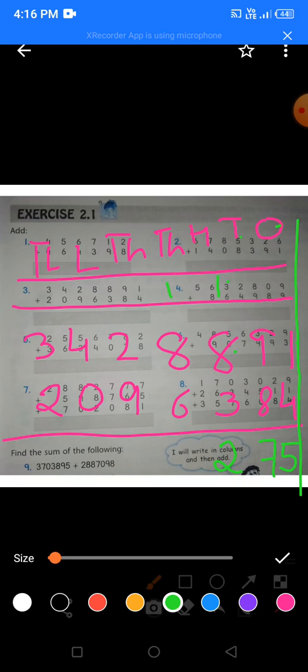Then 1 plus 1 plus 8 is 9, 9 plus 6 is 15. So I have written here 15 and I have carried 1. Okay. Now children, 1 plus 2 is 3. 3 plus 9 is 12. So again I am writing here 2 and I have carried 1. Now 1 plus 4 is 5 children. So here I have written 5 and 3 plus 5 is nothing but 5.